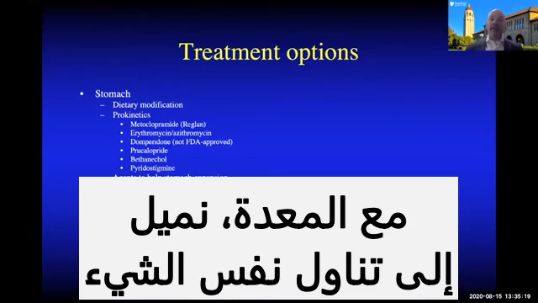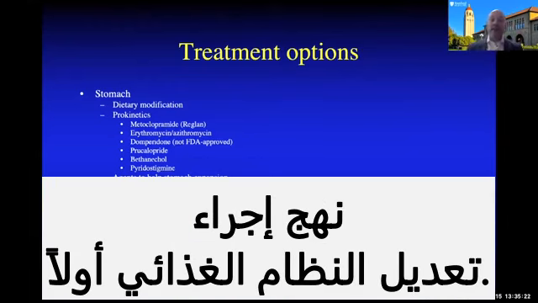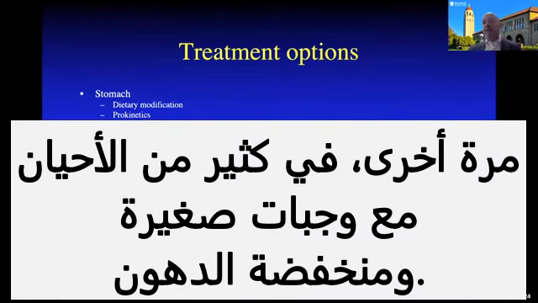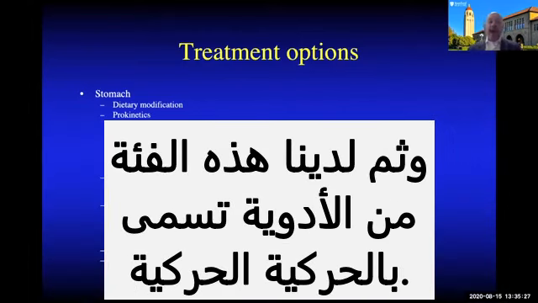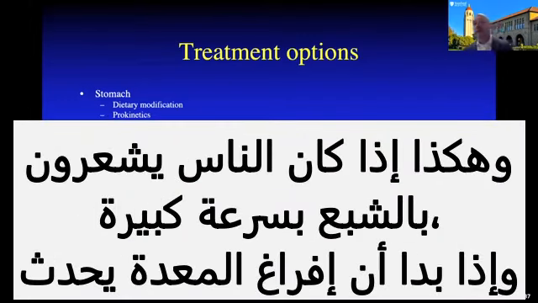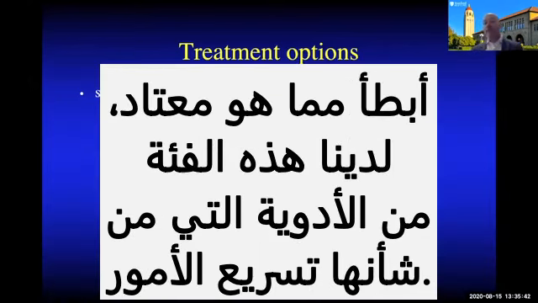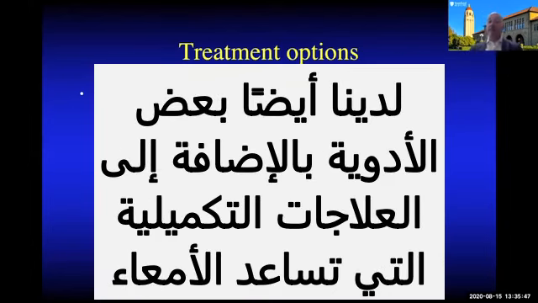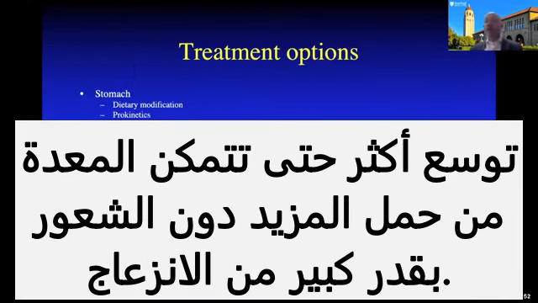With the stomach, we tend to take the same approach of doing dietary modification first. Once again, oftentimes with small, low-fat meals. And then we have this category of medications called prokinetics. We have 6 of them here, which can increase stomach emptying. And so if people are getting full very quickly, if it looks like the gastric emptying is slower than what's typical, we have this category of medications which will speed things up. We also have some meds as well as complementary therapies that will help the gut expand more so that perhaps the stomach can hold more without as much discomfort.